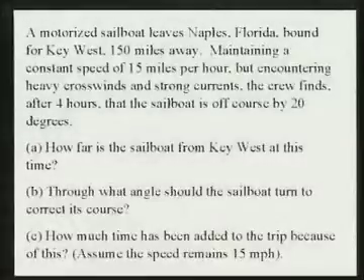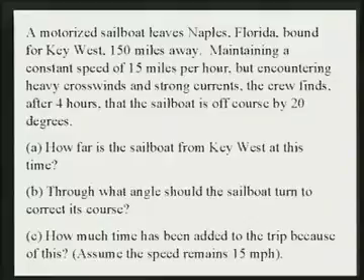A motorized sailboat leaves Naples, Florida, bound for Key West, 150 miles away. Maintaining a constant speed of 15 miles per hour, but encountering heavy crosswinds and strong currents, the crew finds, after 4 hours, that the sailboat is off course by 20 degrees. How far is the sailboat from Key West at this time?